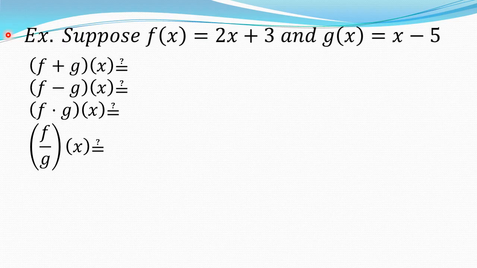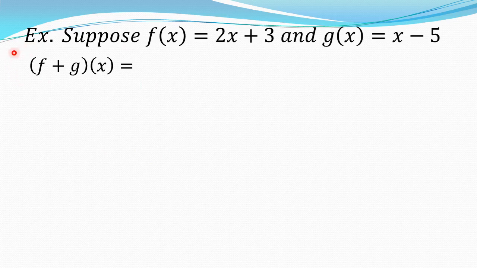For our first illustration, this is our example. Suppose that you have f of x equals 2x plus 3 and g of x equals x minus 5. What is going to be the value of our operations? This is what we will explore.